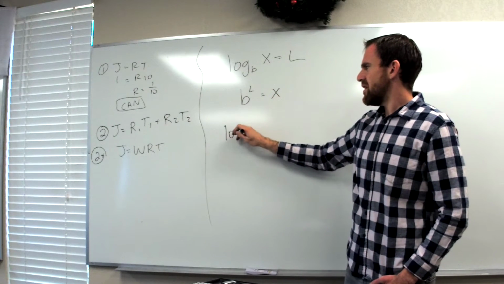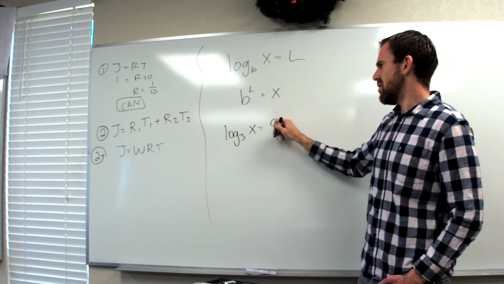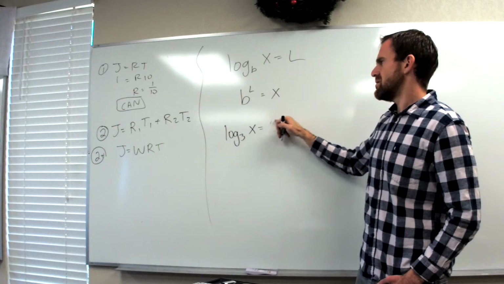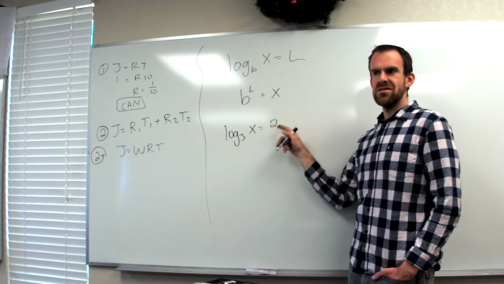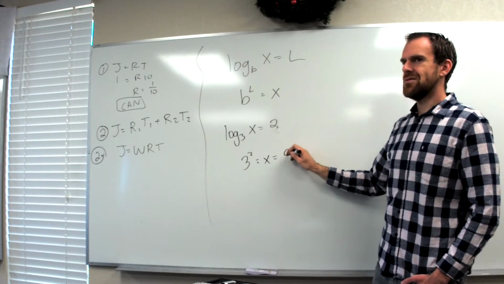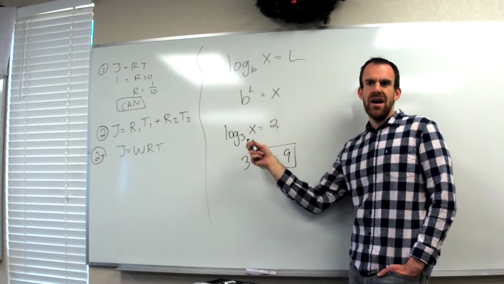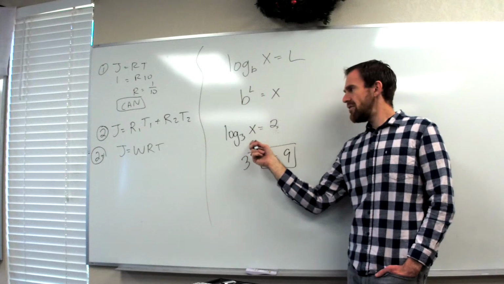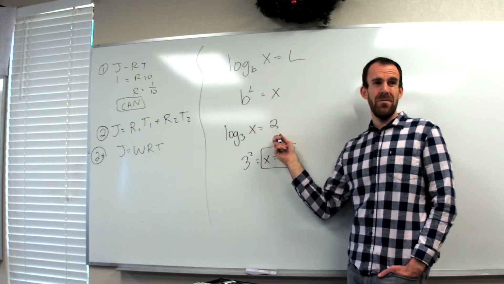If I give you a problem like log base 3 of x equals 9, no, that's going to be horrible. Let's do 2. How would you solve that? Well, 3 squared equals x, so x equals 9. What should you remember about logs? You can't have a negative base and you can't have a negative input. Neither of these numbers can be negative, but the number coming out can be.